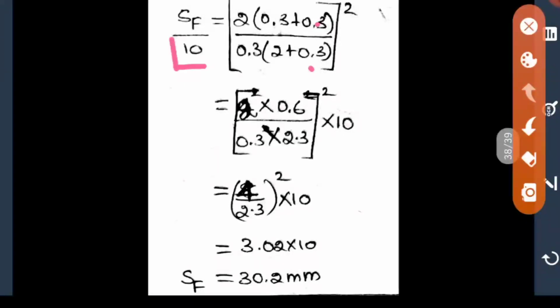So what unit you are keeping for this settlement itself can be the unit for the settlement which you are going to find. Okay, so here when you take 2 into 0.6 by 0.3 into 2.3, so you will get this 0.3 into 0.6 will become 2, so 4 by 2.3 the whole square into 10. So the answer you are getting is 3 into 0.2 plus 10. So it is in mm, so you should write it in mm, that is 30.2 mm.